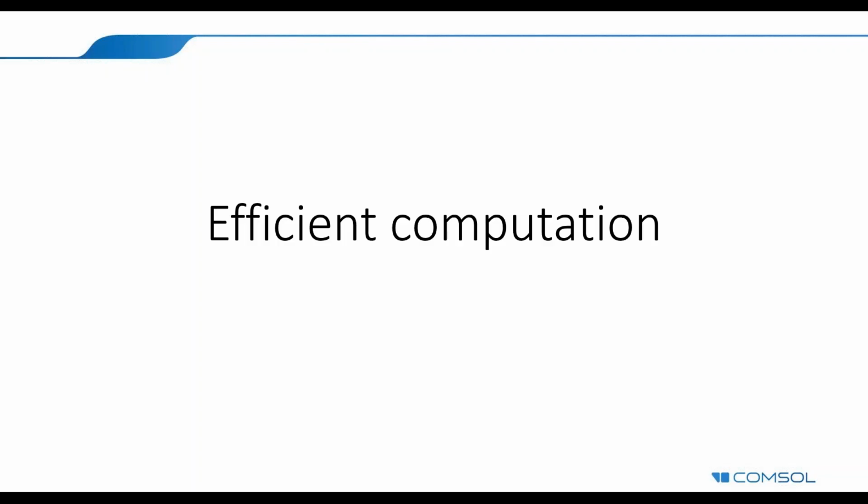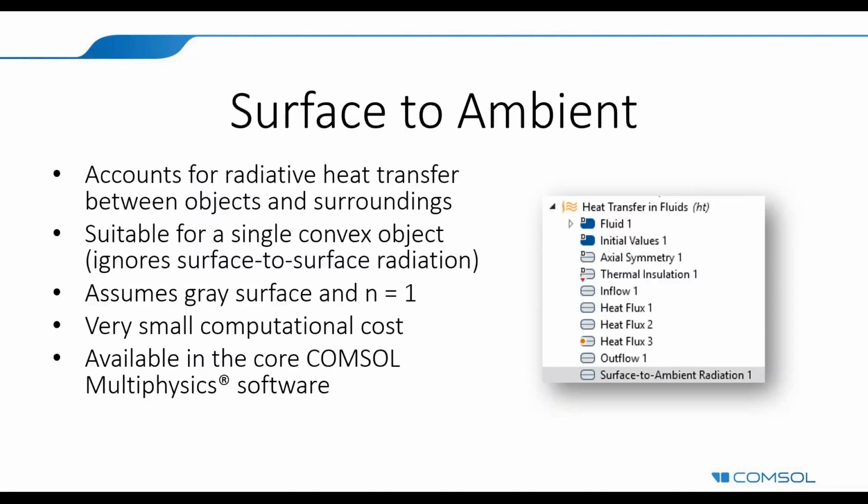So first of all, if you don't need to compute the view factor, so it's just a convex object where all the surfaces are only facing the surroundings, then it's possible to just use the surface-to-ambient feature, which is not in the surface-to-surface radiation, but in the heat transfer feature. So this surface-to-ambient feature is just defining radiative heat transfer between the surface and the ambient. It's part of COMSOL Multiphysics, so you don't need the heat transfer module. The cost to compute is very small compared to surface-to-surface radiation.